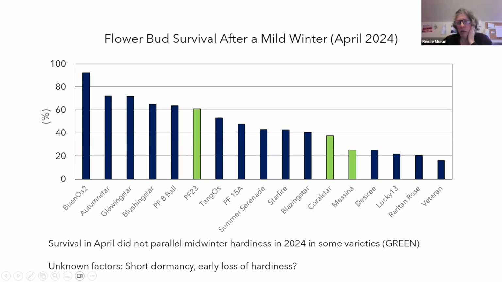So some of the things I'll be looking at in the coming years would be the chill requirement of these varieties, which is largely unknown, and how much hardiness they gain and lose as temperatures fluctuate through the winter.